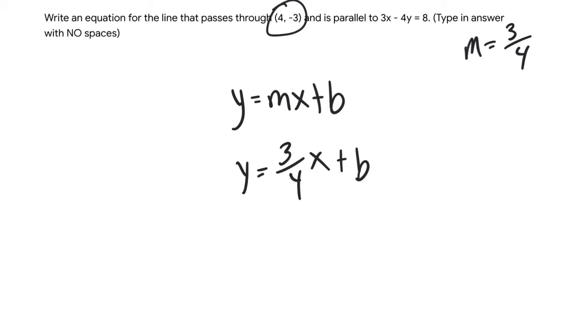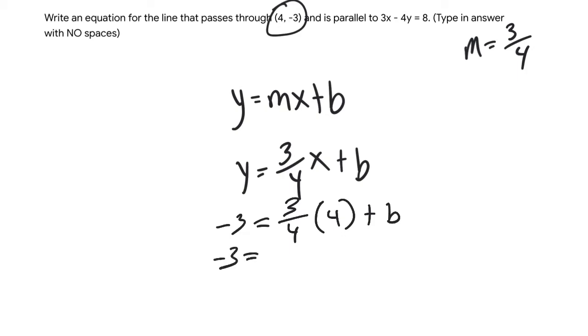So real quick, I'm just going to plug everything in. For y, I'm going to plug in -3. And then for the x value, I'm going to plug in a 4 because that's the point that I'm given. And it'll be plus b. And we can solve for b now.